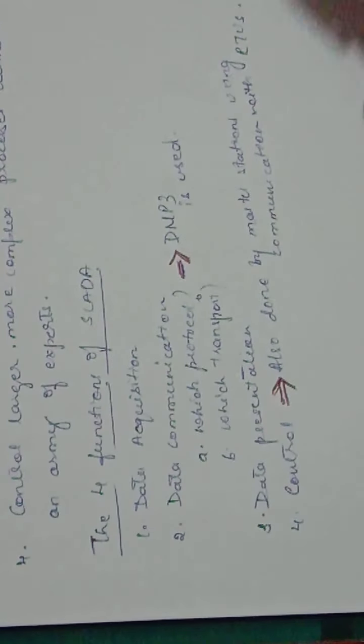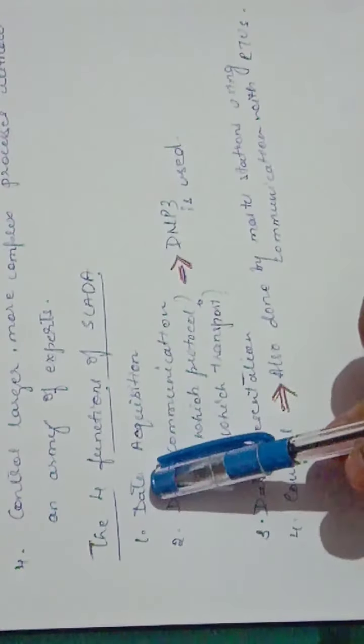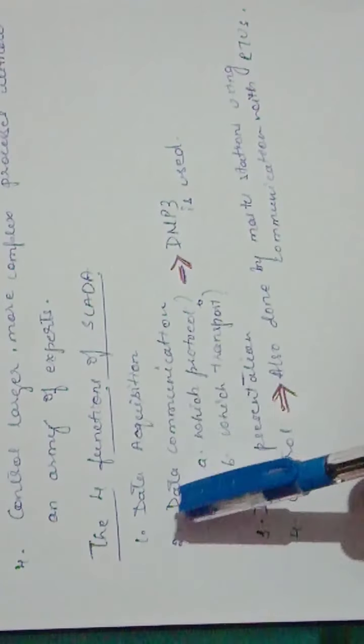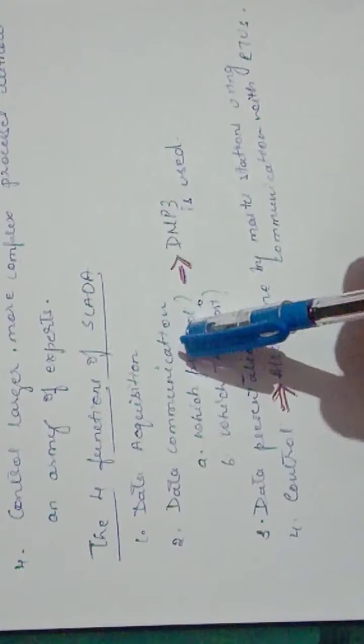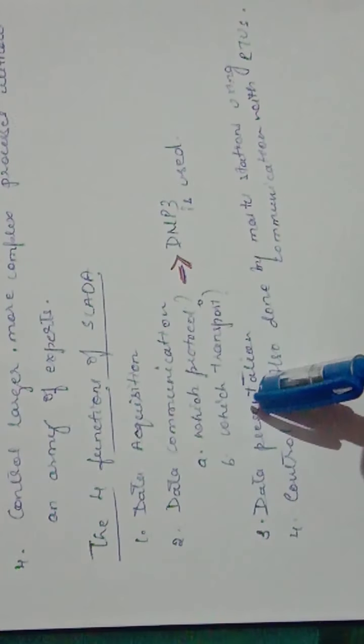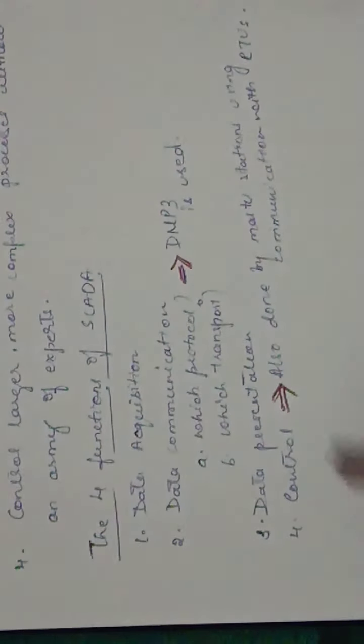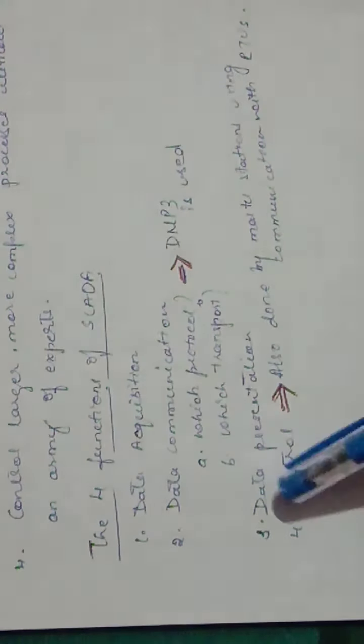So you have 4 main functions in SCADA. First you will acquire the data, then you will communicate it over the network, and then you will present the data. Usually if you have ever seen a SCADA system, it is actually like a graphic. You can see all the components of your field and network, everything like a graph on your system. So it will present the data and it will help you to control.